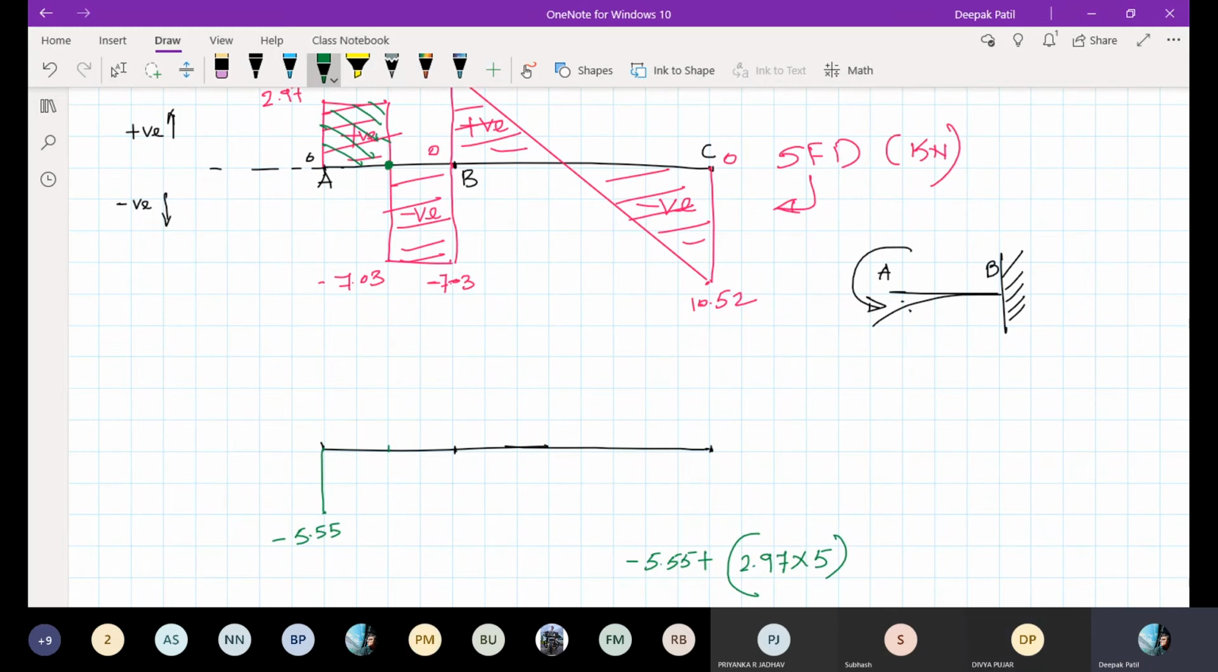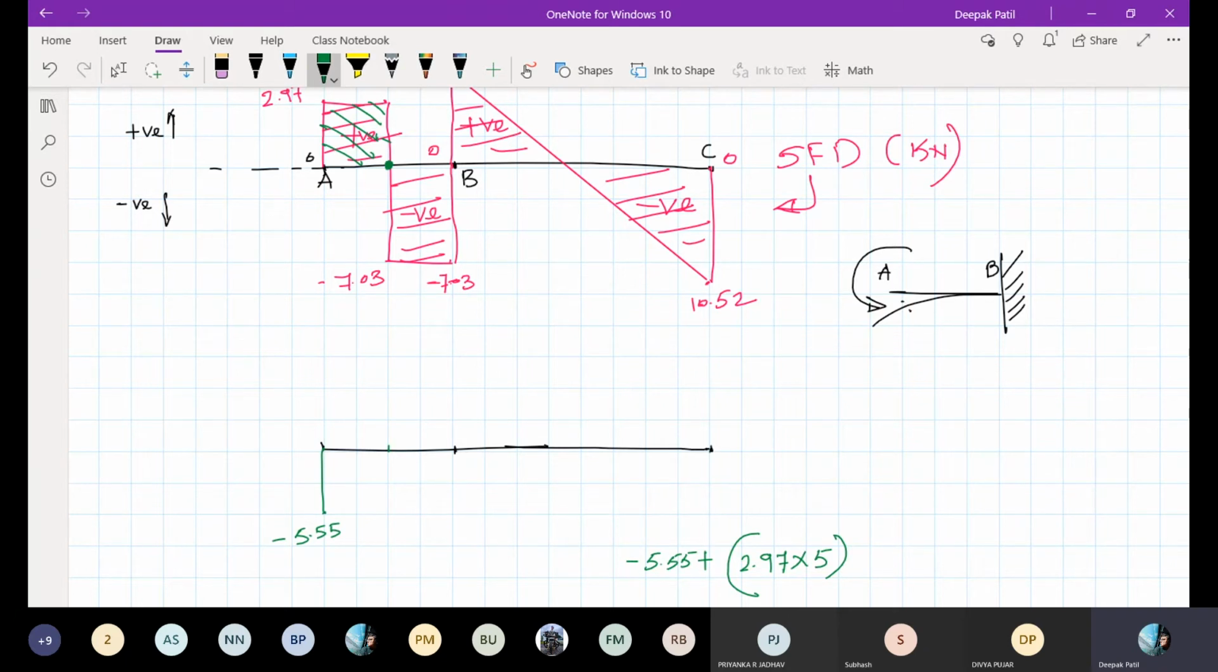Okay, so why did I add plus 2.97 into 5? Why did I add this area? Why didn't I deduct the area? Because the shear force is positive. Since the shear force is positive, you have to add the area. If the shear force is negative, you have to deduct the area. That's it, simple.